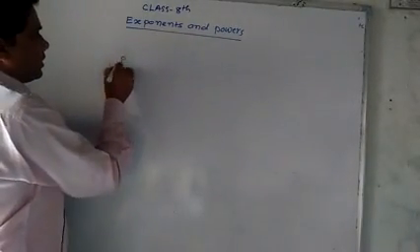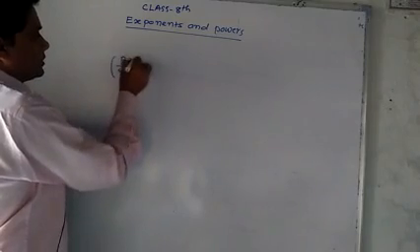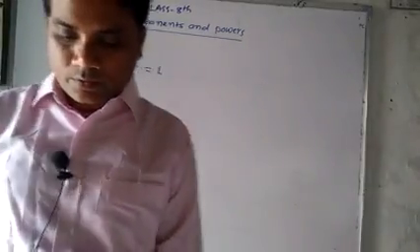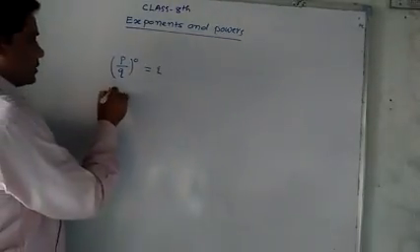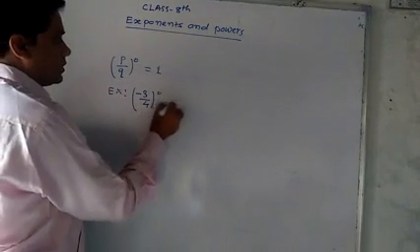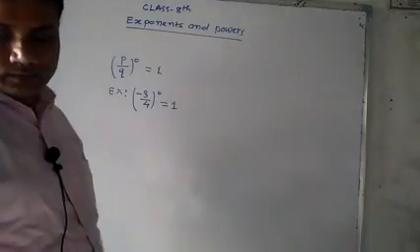Now p by q to the power 0 means 1. For example, minus 3 by 4 to the power 0 is equal to 1.